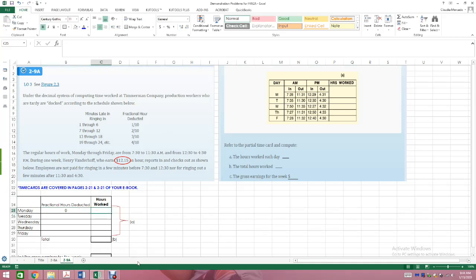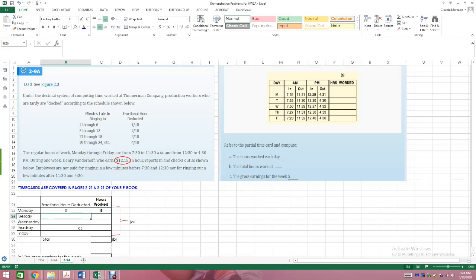So how many hours did he work? Well, from 7:30 to 11:30, that's 7:30, 8:30 is 1 hour, 9:30, 10:30, 11:30, that's 4 hours. And then from 12:30 to 4:30, that's another 4 hours. That's 1:30, 2:30, 3:30, 4:30. So this employee worked 8 hours on Monday.